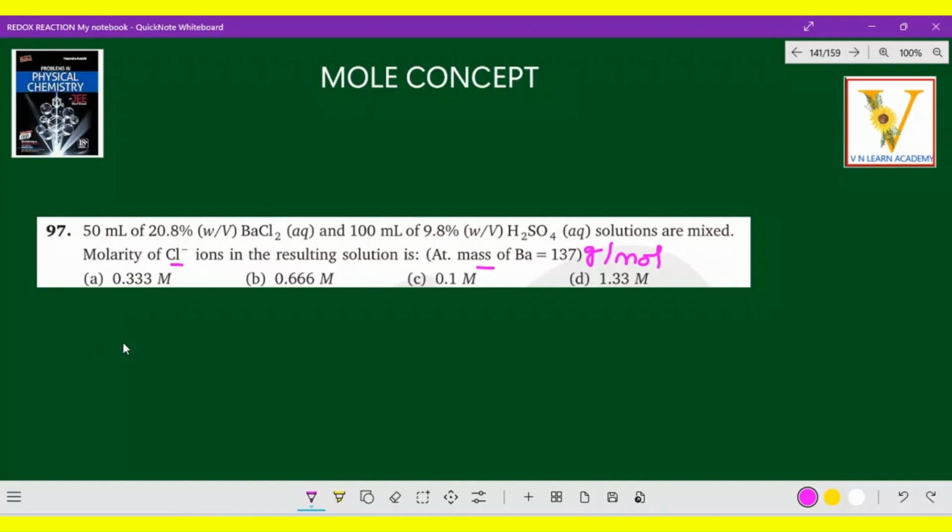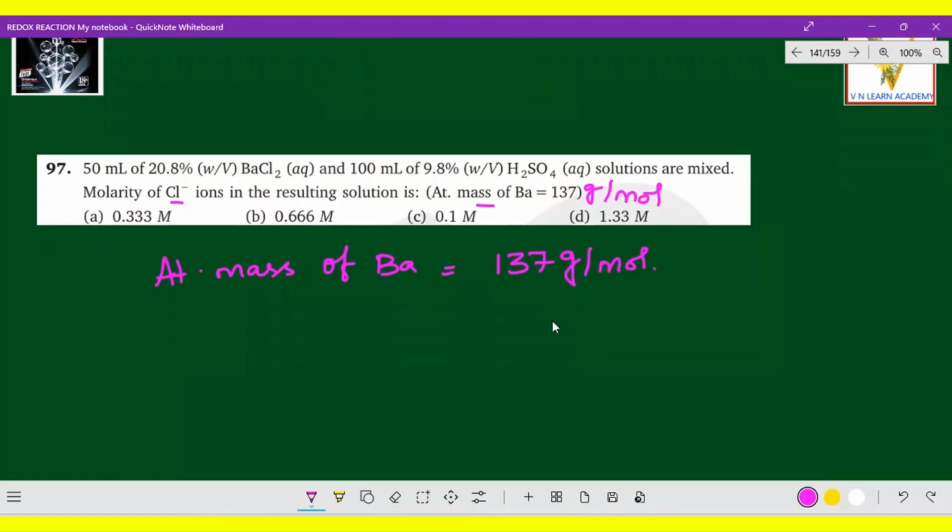Here I mentioned the atomic mass of barium, Ba, is actually 137 gram per mole. Generally they will give the molar mass and atomic mass, but anyway, you have to remember some things. Now let us identify each and everything here. 50 mL of 20.8% weight by volume of BaCl2. So the mass of BaCl2. What is it? Barium chloride.